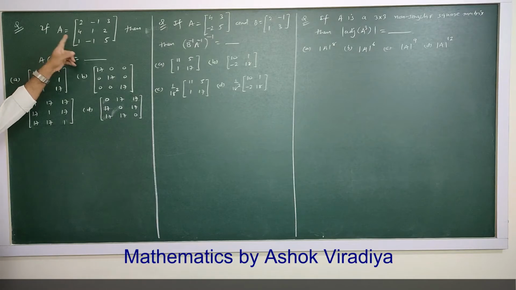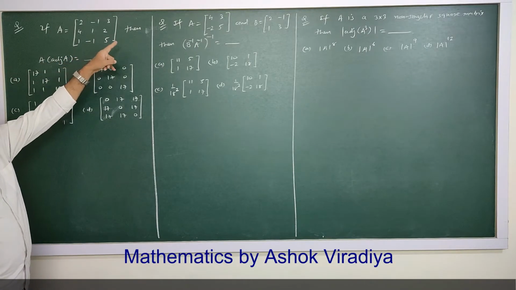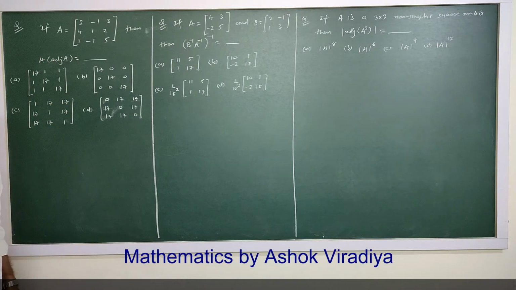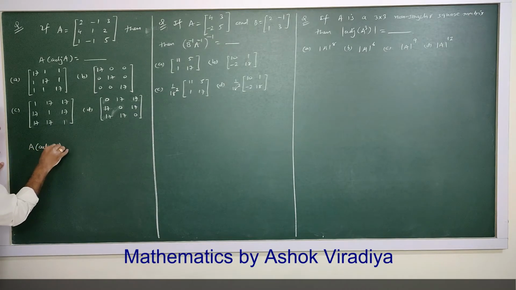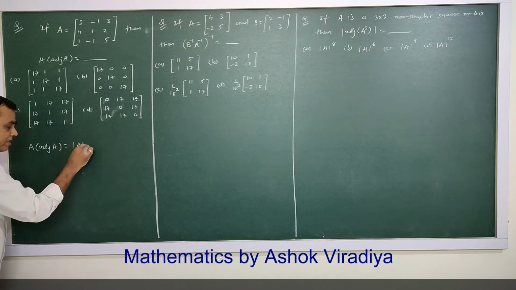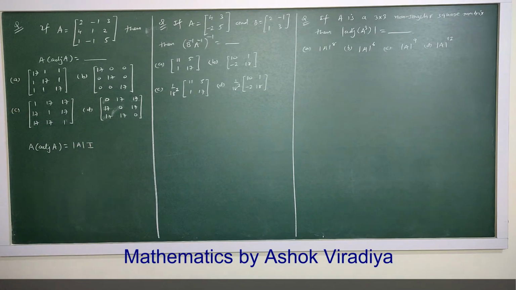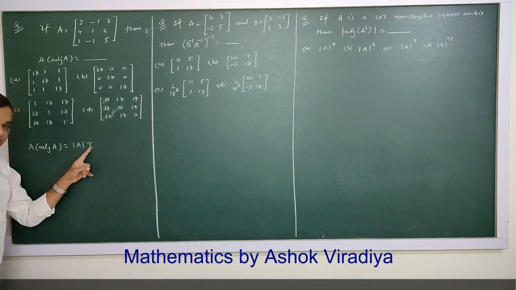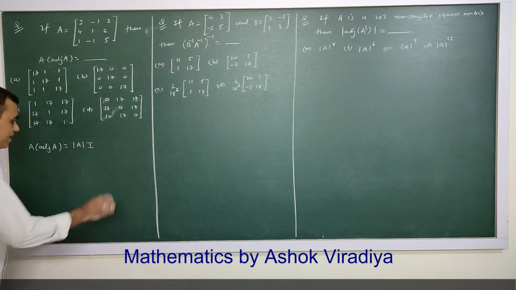If A is this 3 by 3 matrix, then what is A into adjoint of A? See, we are asked A into adjoint of matrix A. Here we are using a property. Multiplying any matrix with its adjoint, it is equal to determinant A times identity matrix. A is a 3 by 3 matrix, so this is identity matrix of order 3. So we shall use this property.